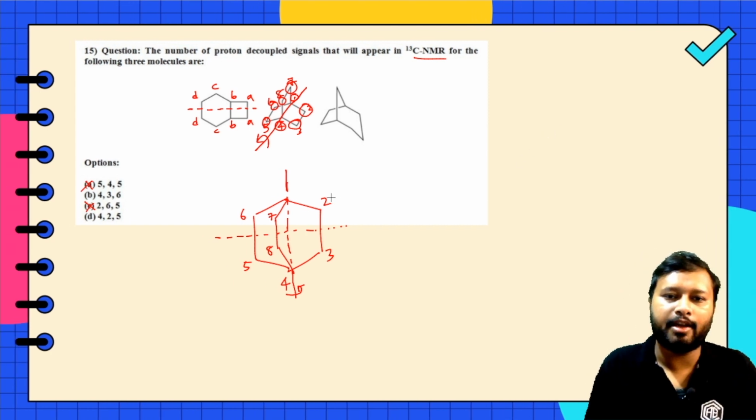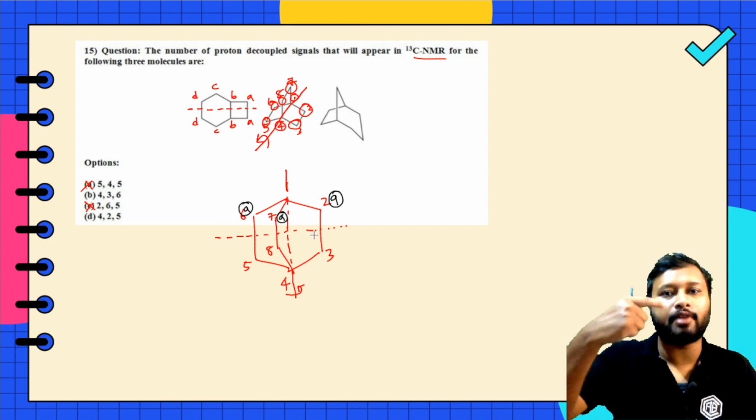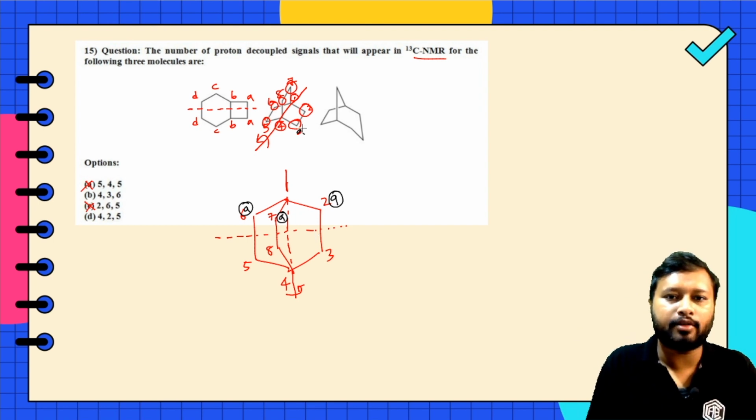if I name it as carbon of type A, because I am rotating them, that's why 2, 7 and 6 become of the same type. So this is also going to be of type A and this is also going to be of type A. Why? Because of the rotation. So if this is of type A, this is also of type A, this is also of type A, like that.